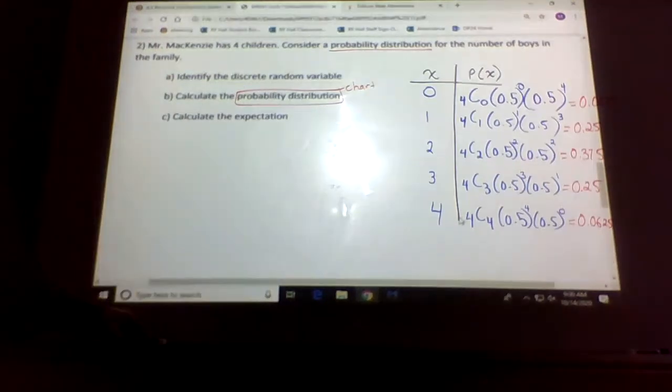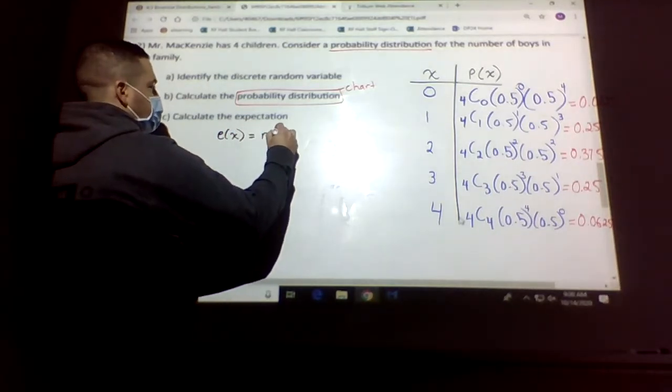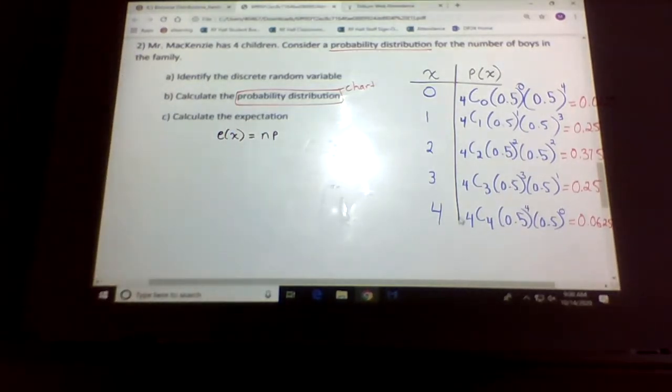Okay, now the expectation, so it's just E of x equals n times p. So the saying is, if you had 4 children, how many males should you expect? So it should be easy. What should we expect, guys? If you have 4 children, how many males, how many females? Okay, 2 and 2, right? So 2 males, 2 females. That's what we should expect. So when you're doing the answer, you should get 2.